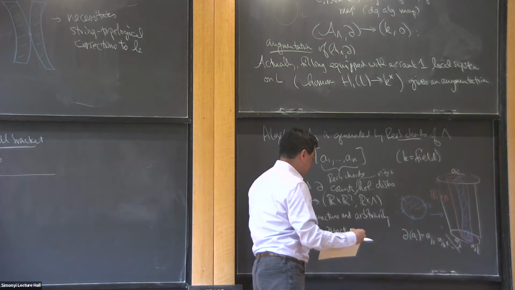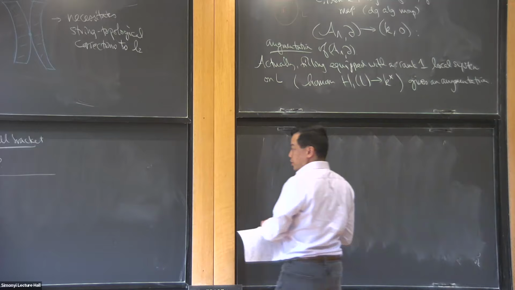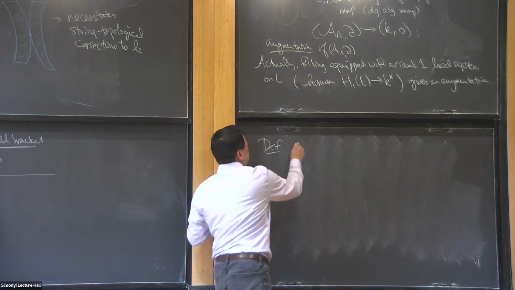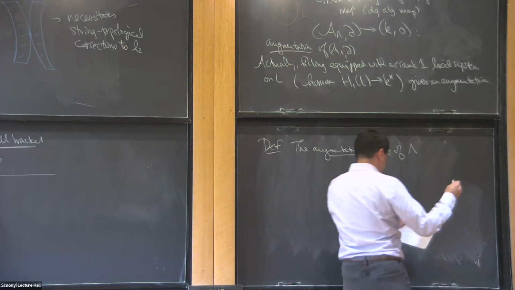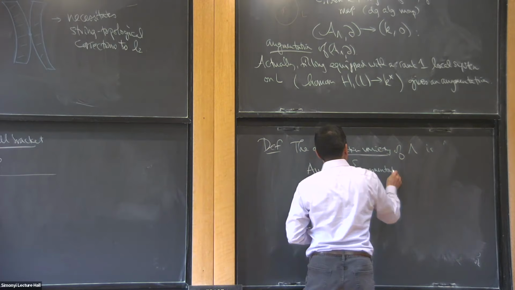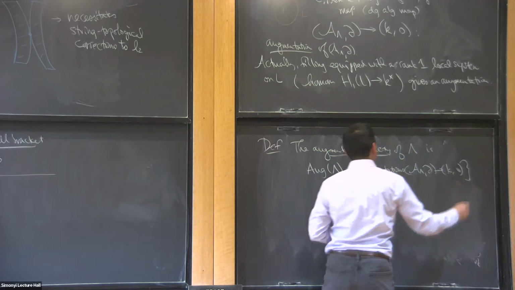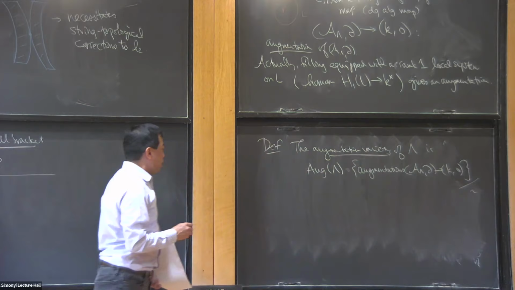So what does this mean? Let me restate this. I'll state this in terms of what's called the augmentation variety. So the definition: the augmentation variety of a Legendrian link lambda is Aug of lambda. This is going to be the collection of augmentations, just algebraic maps, DG algebra maps from A lambda to K, zero. To be exactly precise about this, I need to mod out by some sort of equivalence, which I won't get into. For the purposes of what I'm saying, just ignore that modding out by equivalence.